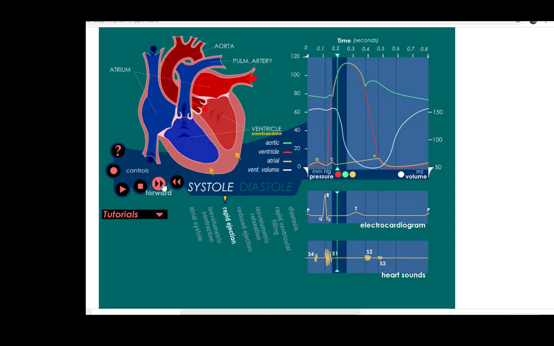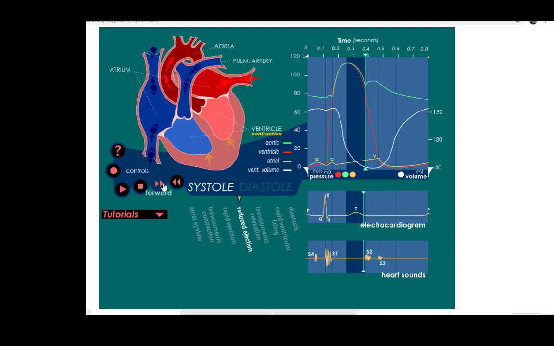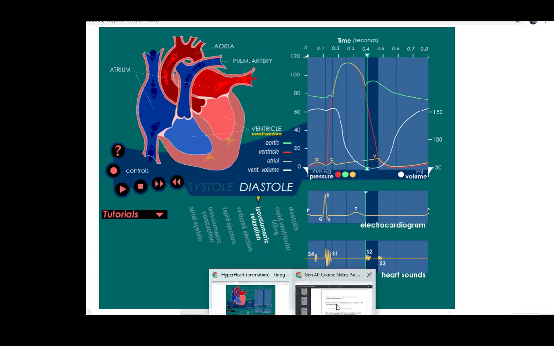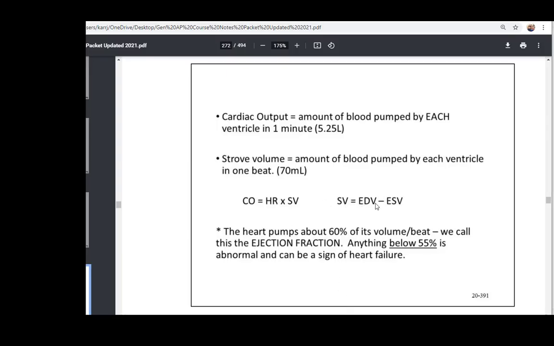The heart is not empty of blood. There's a percentage that remains in the heart, and that's called the end systolic volume. So all I do then is subtract the two. I subtract the amount that was in the heart before it contracted minus the volume that was in the heart after it contracted. So it only pumps about 60% of its volume. We call that the ejection fraction.